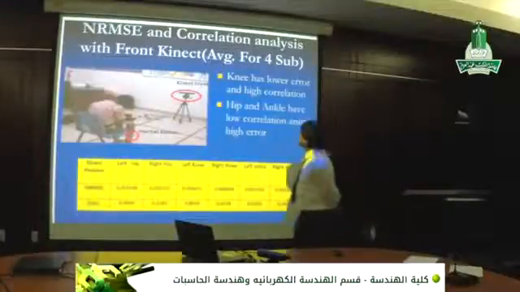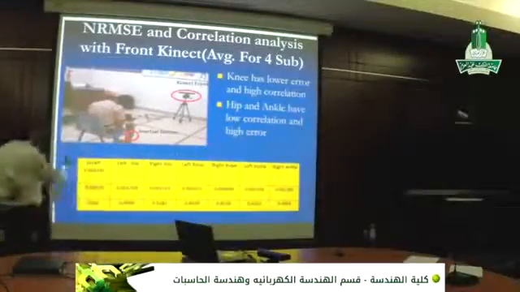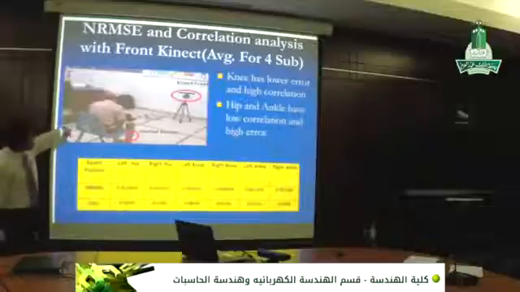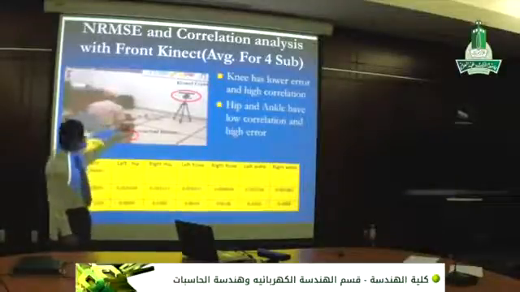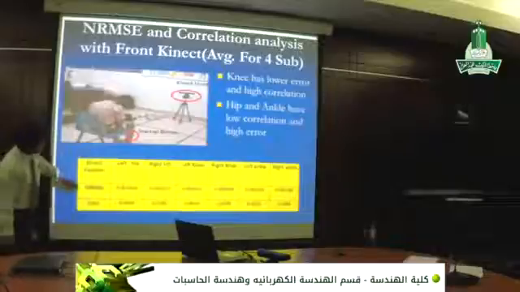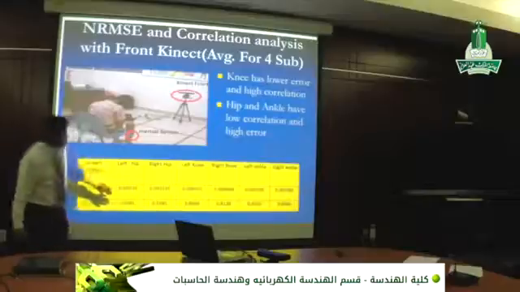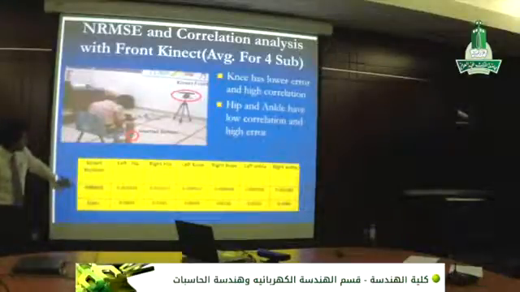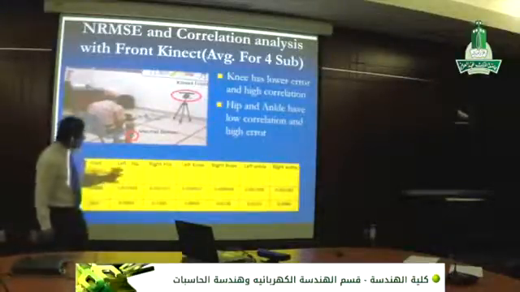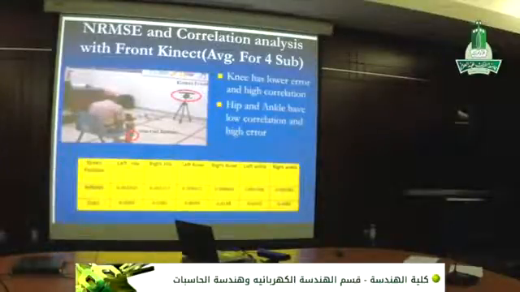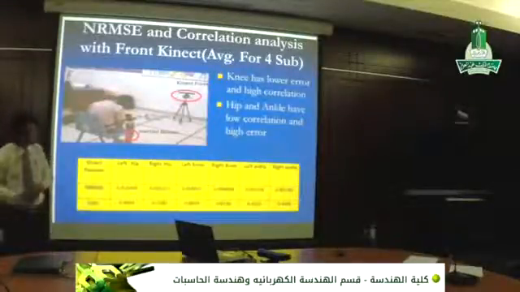Now in this figure we will be talking about the normalized root mean square error and correlation analysis for the front Kinect. Front Kinect means the Kinect is in front of the subject, as shown in the figure, with the inertial sensor placed on his body. In this study we found that the left knee and the right knee have really high correlation values and a very low error rate. But the hip and ankle have a higher error and a lower correlation when the Kinect is in front of the subject.